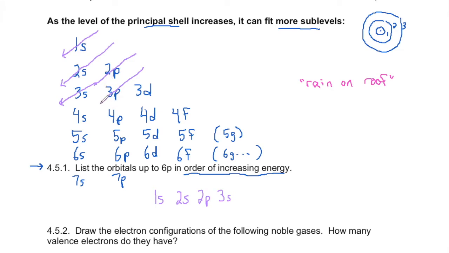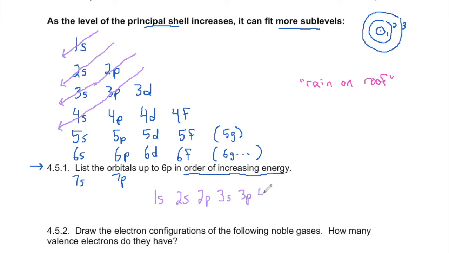But at this point, instead of 3d coming next, if you were just reading this as a list, after 3p, the 4s is actually lower in energy than the 3d. So the 4s orbital will fill up before the 3d. And this could happen in a theater as well. Maybe the center seats in the fourth row are better than the edge seats in the third row. That can happen. So the 4s orbital is actually better than the 3d.